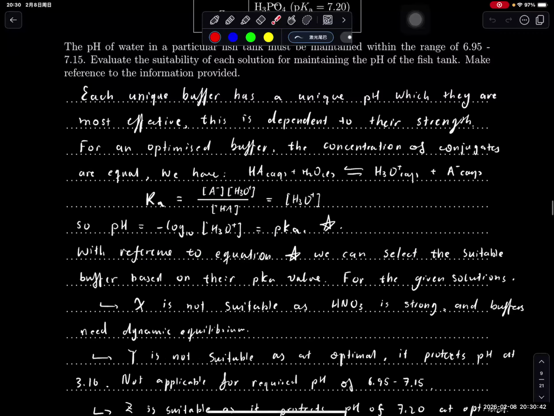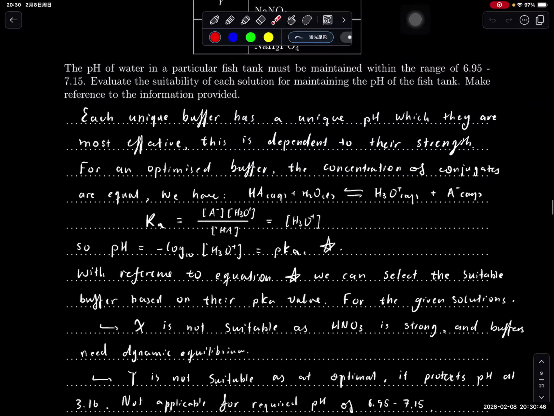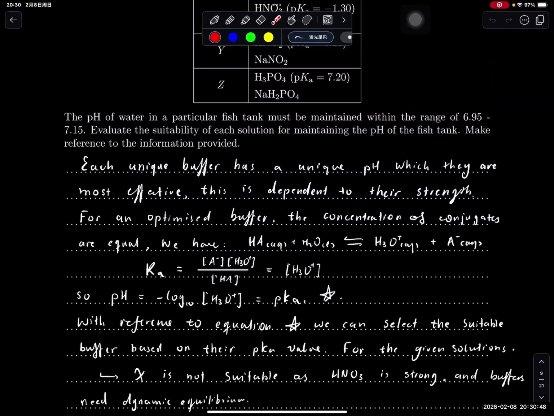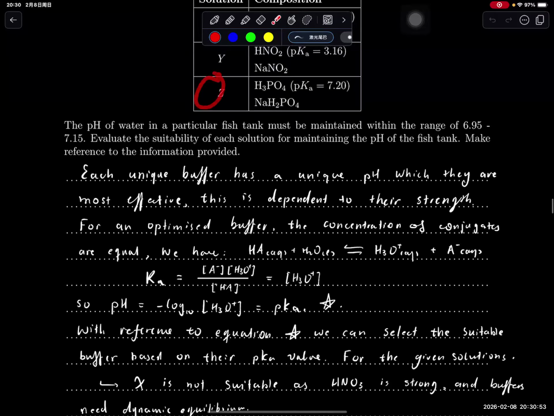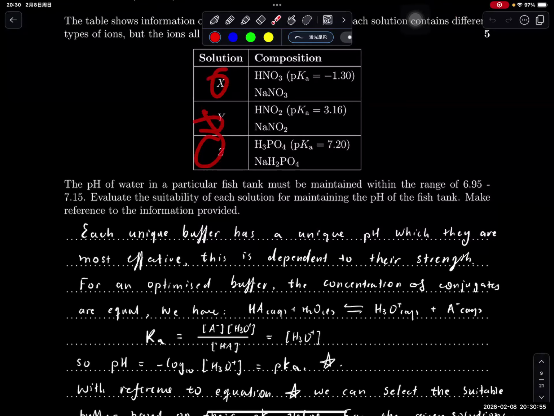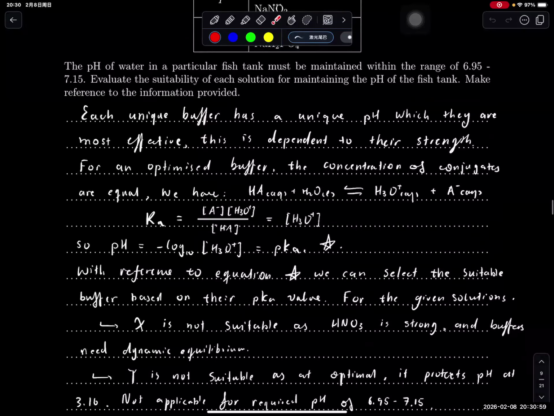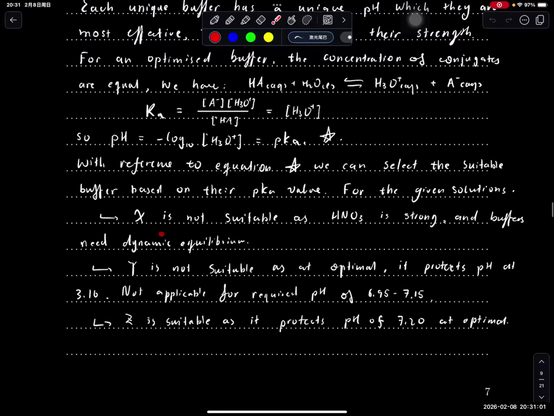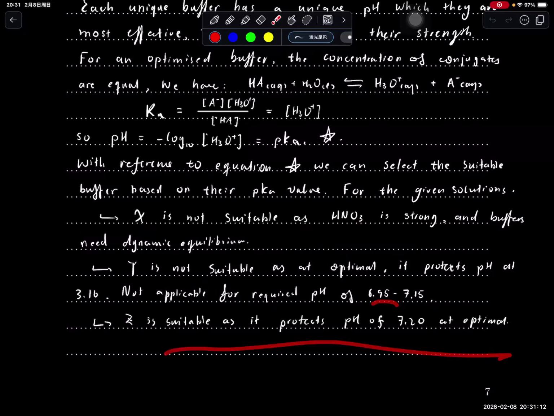So with reference to the equation star, we can select the suitable buffer based on the pKa value. We want 6.95 to 7.15. The only one that's sort of in the range is Z. The others are so far away. This is not even a weak acid. So X is not suitable. Explain why: it's not even a weak acid. Why is it not suitable? Because it buffers the pH at an optimum very far away from the requirement, and Z is suitable.